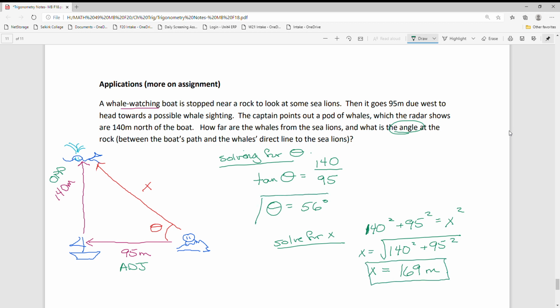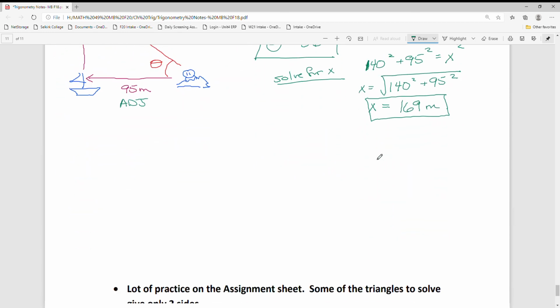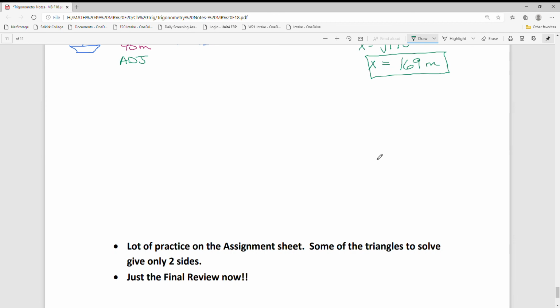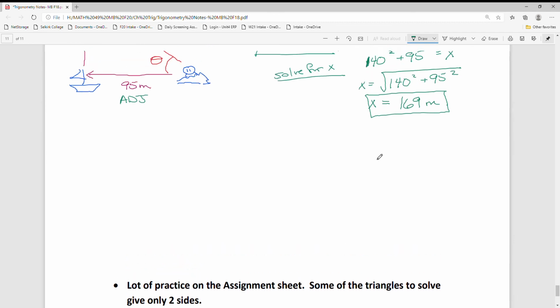So there's a few more applications in your assignment, but that pretty much does us. You have an assignment page for your trig stuff, but there is no practice test. And then it's just the final review and the final.